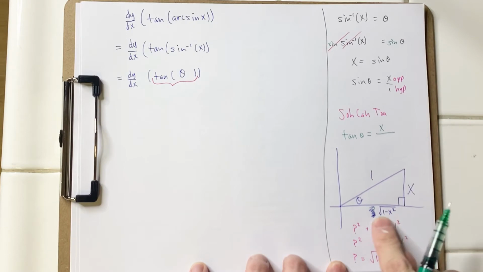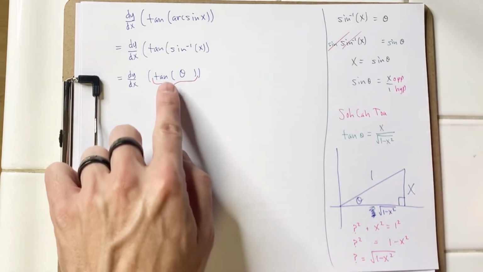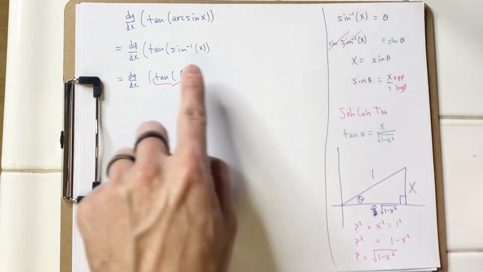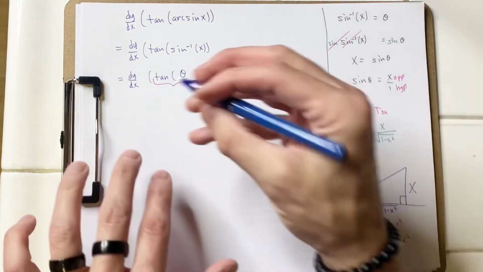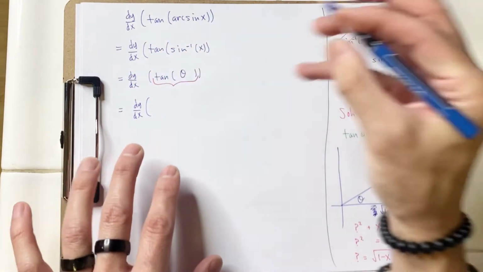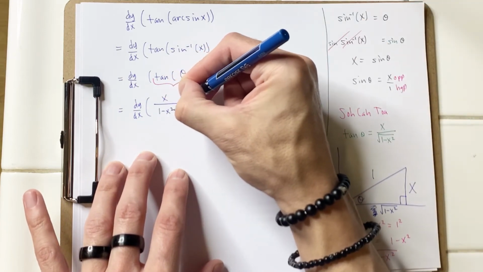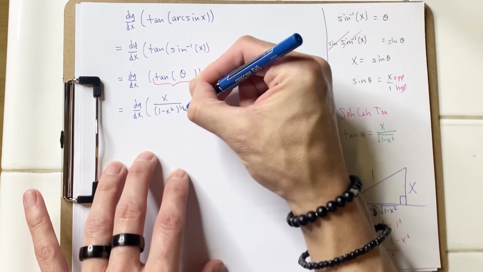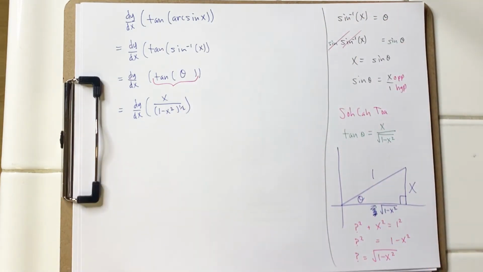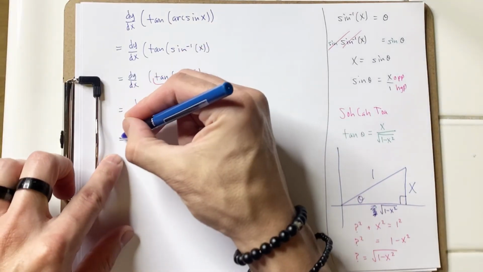And my adjacent is this part down there. And so now we know what tangent of theta equals. Tangent of theta equals that. So this green can replace this by substitution. So we have dy/dx of x over, I'm going to write this as (1 minus x squared) to the power of 1/2. Square root, 1/2, same thing, power. Same thing. So now let's hit this with the quotient rule, as you were saying in your remarks.